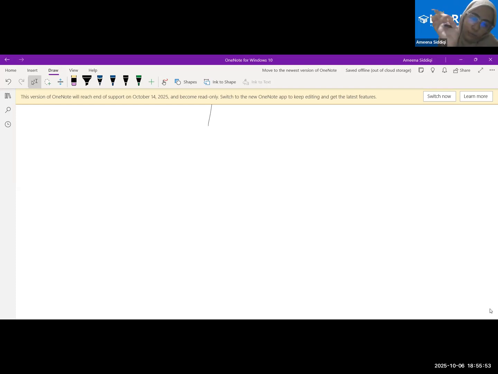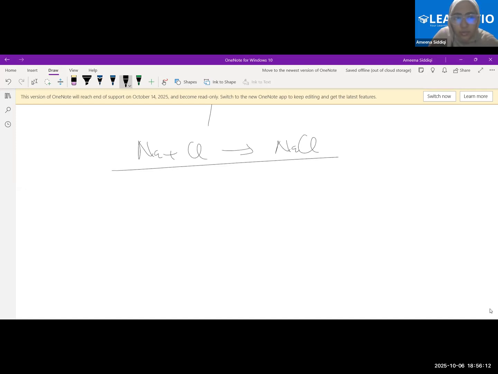Last point, we can have two or more types of reaction happening together in the same chemical reaction. Example, we can see the combination reaction and redox reaction, both of them, in the formation of NaCl from sodium and chlorine. Na plus chlorine gives us NaCl. This is a combination reaction, but this is also a redox reaction.